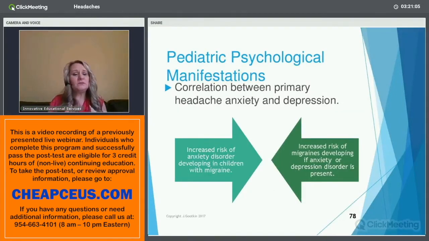Because there does also tend to be a correlation between having a primary headache disorder, say migraines, as well as anxiety and depression for those individuals. It's hard to say which came first, but because there is that linkage, it's something to be aware of for those individuals.